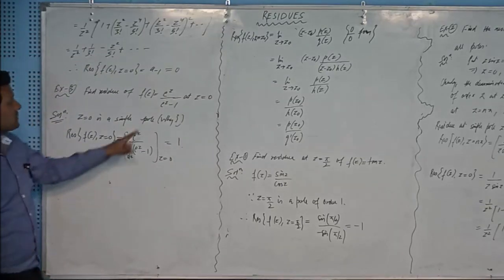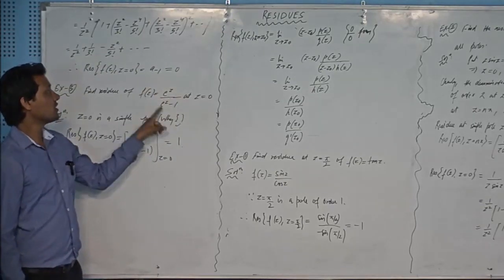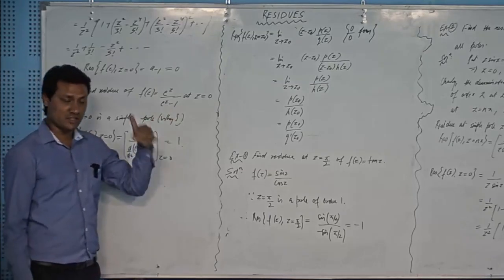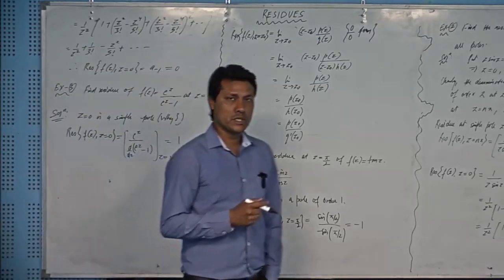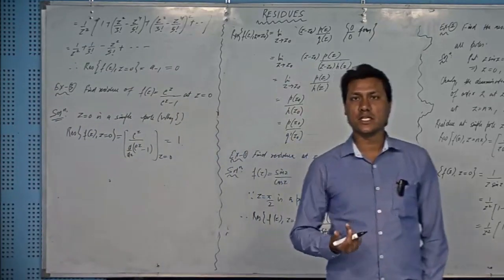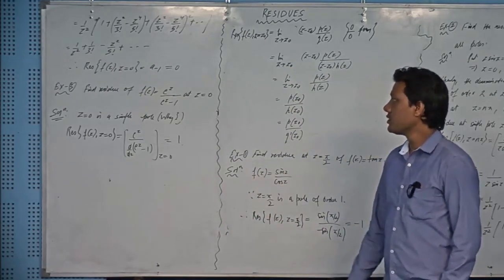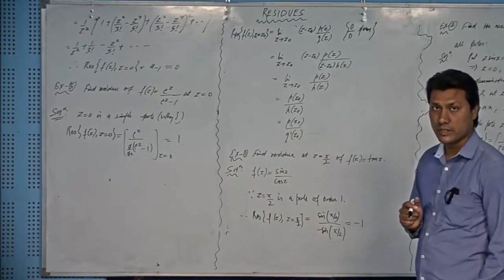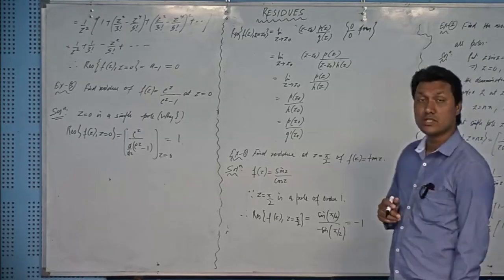Similarly, you can investigate the other poles of this function. The other poles are at 2 pi i n. We have done this example in our previous video, and all of those poles are simple poles. Similarly, you can also find residues at those poles, right. So this is it for this video.